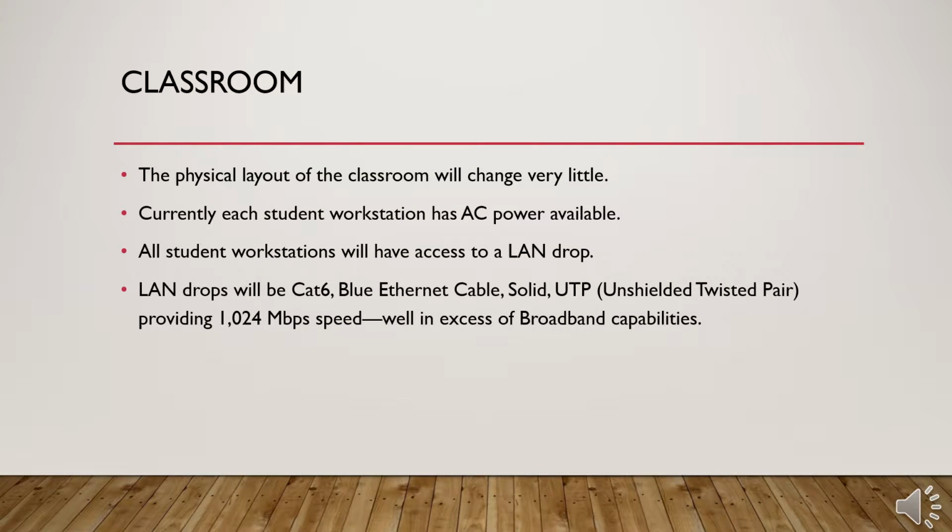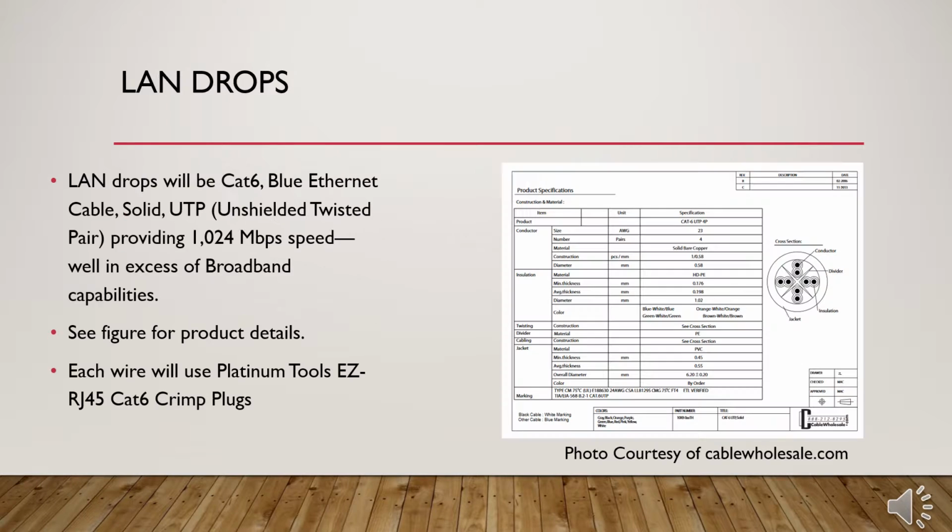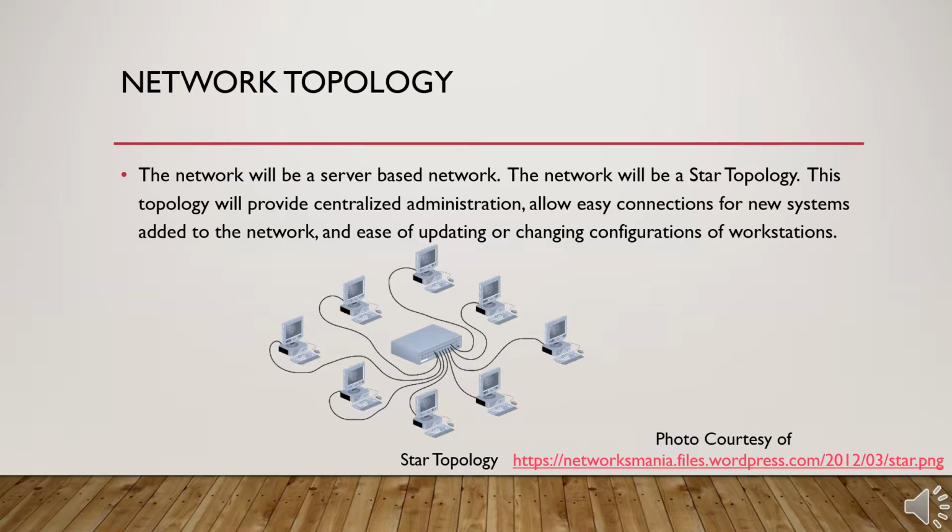Due to the AC power outlet locations and the network cable drops, the physical layout of the classroom will not change. However, Cat4 cable will be removed and replaced with Cat6, unshielded, twisted pair cable. This will increase the speed of the network from 16 to 1024 megabytes per second. The new network will be a server-based, star topology system. This will allow centralized administration for the IT department as well as easing the ability to update or replace hardware.